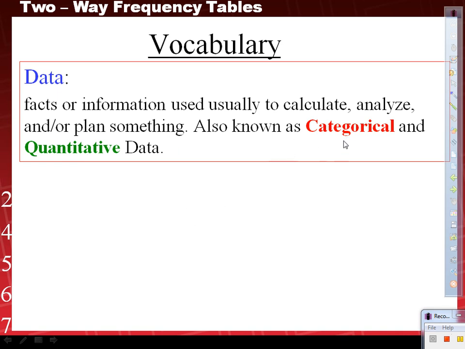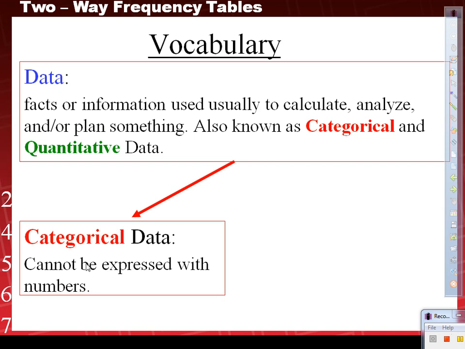First of all, what is categorical? Once again, you're not writing this down, you're just paying attention. Categorical data cannot be expressed with numbers. So that means we need to think of information that doesn't use numbers. For example, ready? Let's say I wanted to get information from this class as to what is your favorite ice cream flavor. Think about it. What's your favorite ice cream flavor?